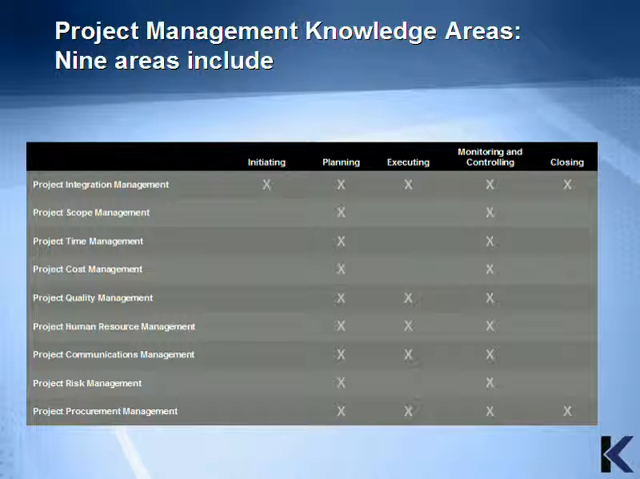A key area is the integration area, which has processes in all of the process groups. This would make sense, since integration activities are meant to ensure that all the project components are coordinated. Aside from integration, only procurement has a process in the closing group. Contracts with vendors or suppliers need to be closed at the end of the project.